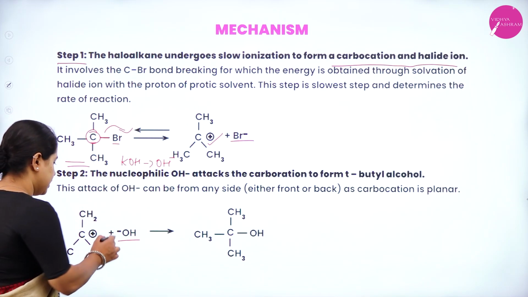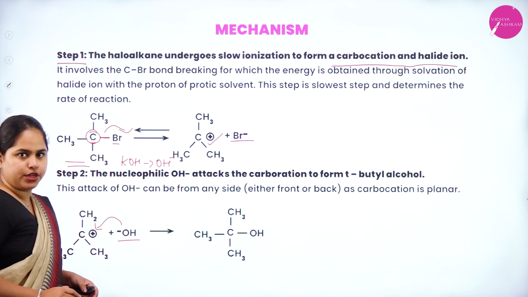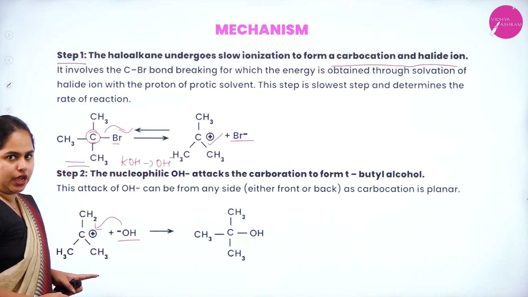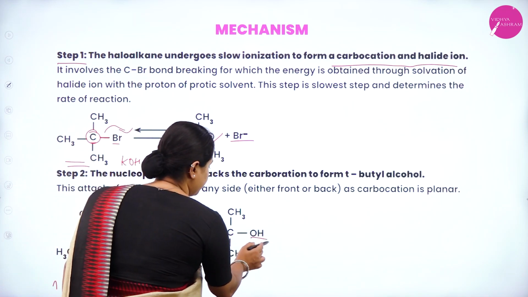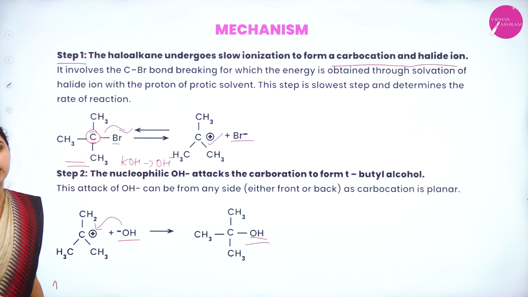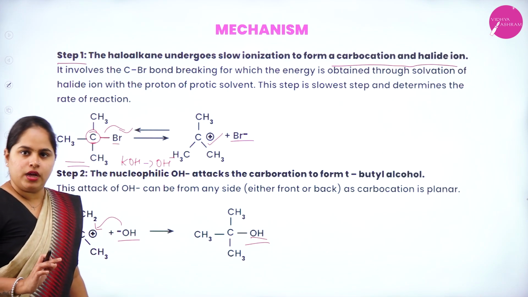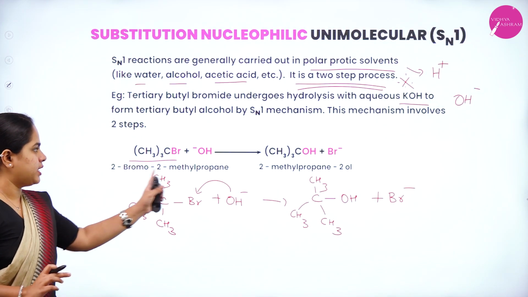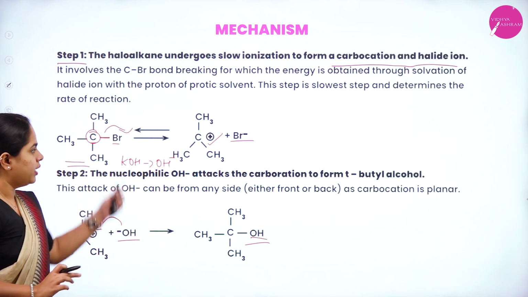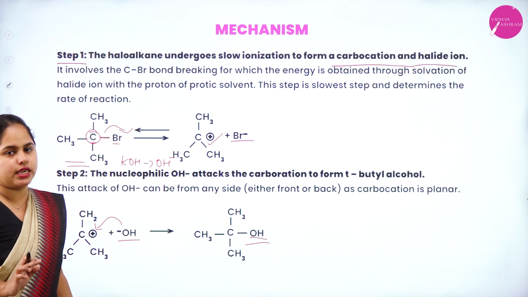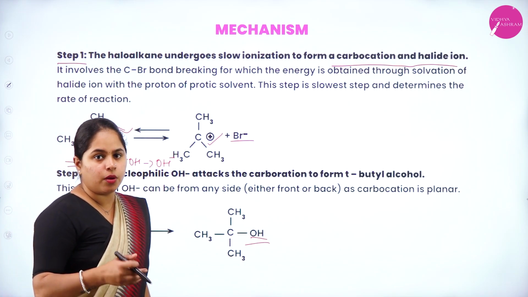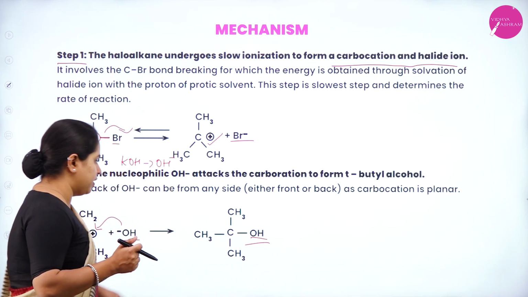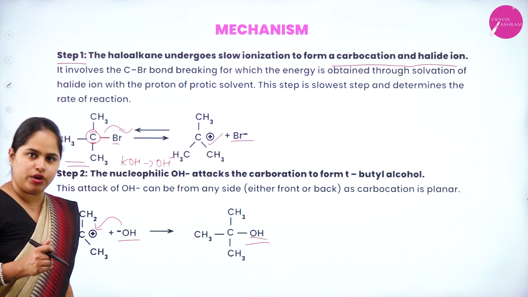Now this will attack this carbocation, the carbon which is having a positive charge, and this is having a negative charge. A bond will be formed here and you get tertiary butyl alcohol. I hope it is clear. The same thing that we have discussed: in 2 steps this reaction is taking place. When we are discussing the mechanism, first step, carbocation is formed. Then in the next step, the nucleophile will attach and form tertiary butyl alcohol.